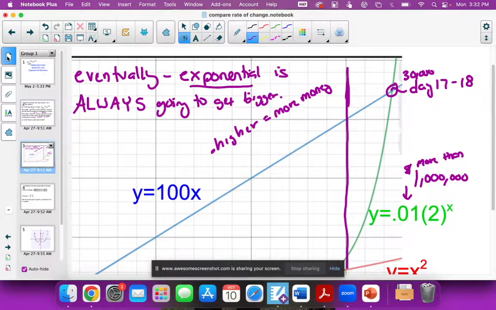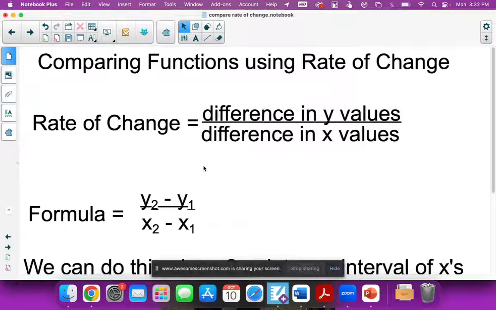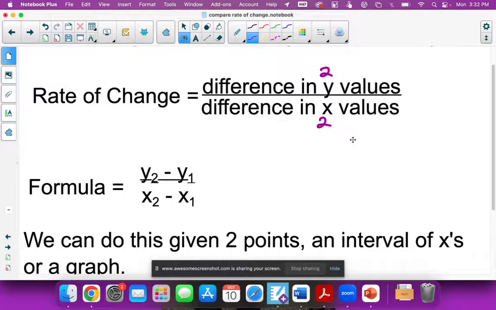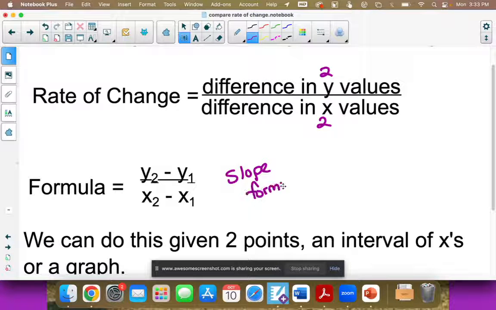Okay, so back to our comparison by rate of change. So we have a formula, very specific. We've done it before when we were doing linear functions. The rate of change is the difference between 2 y values divided by the difference in 2 x values. So you have to have 2 points to do this, right? The formula, and again, very familiar, is y2 minus y1 over x2 minus x1. That's just our basic slope formula. The average rate of change is the same thing as slope. It's just that slope is only for linear.